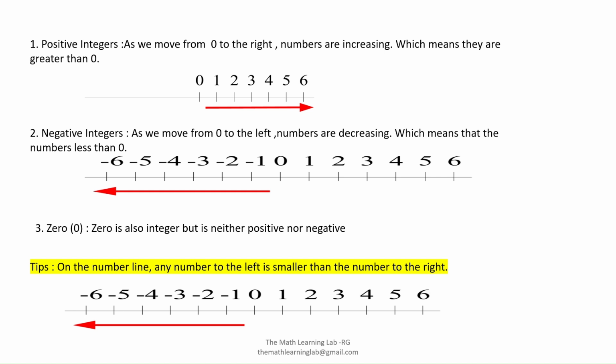Tips on the number line. Any number to the left is smaller than any number to the right. As you can see on the number line, I just drew the arrow which is representing -1 is greater than -2 and -3 is less than -2, and so on.